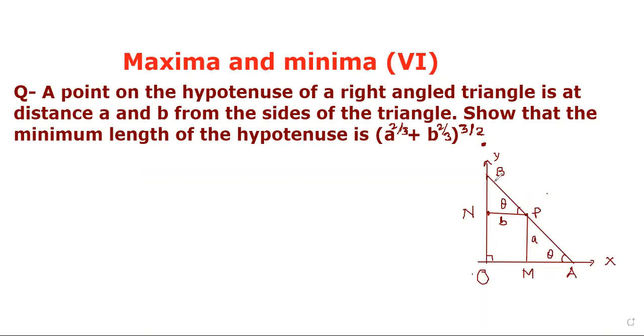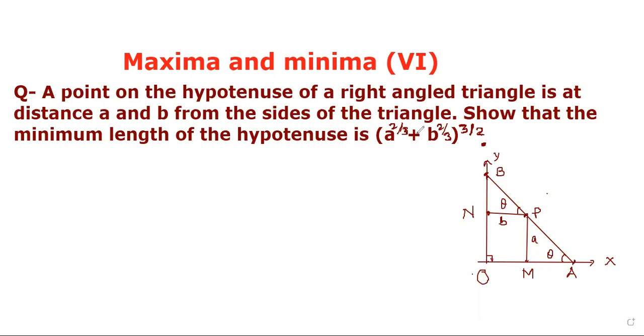Here, triangle BOA is a right angle at O. We have to find out the length of hypotenuse AB, and we are given that this distance MP is A and NP is B. From the statement it is clear that a point on the hypotenuse, so P is the point of a right angle triangle, is at distance A from here, and from here this distance is B.